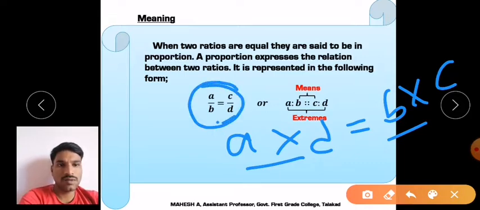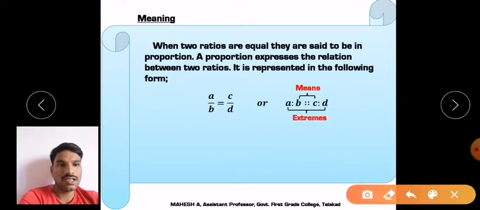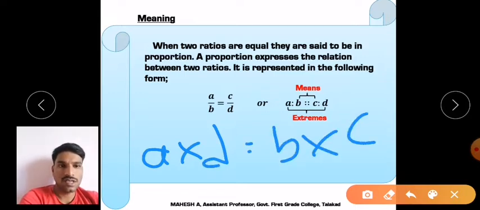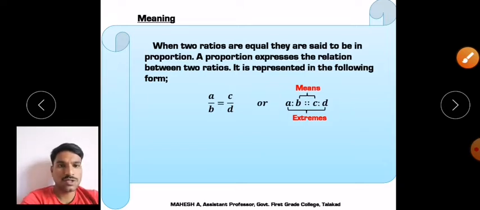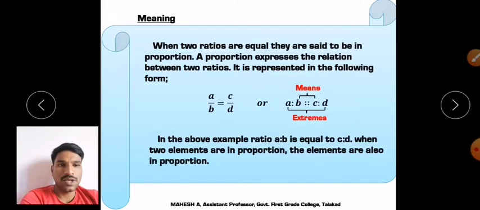So we said the ratios are equal. Based on this, the product of extremes is equal to the product of means. That is, the product of extremes A into D is equal to the product of means B into C, as it is cross multiplication. A into D is equal to B into C. This is the form of proportion which we express when two ratios are equal. So in this example, ratio A is to B, that is A by B, is equal to C by D, or C is to D.